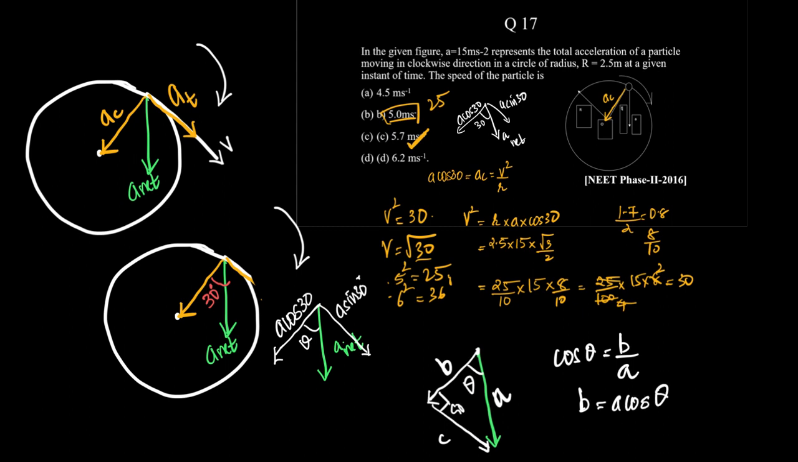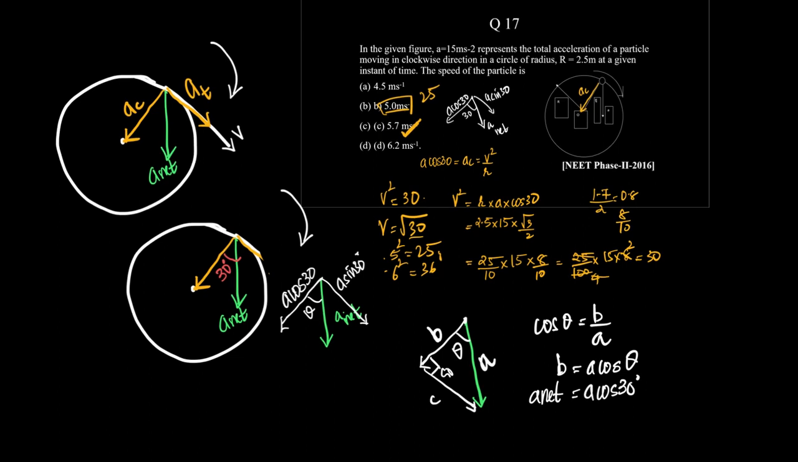Now compare this diagram. Instead of A, we have here A net. So we can write A net cos theta, and here we have A cos 30. So that's how you get the component as A net cos 30, and the other way around. This goes really deep into the basics, but that's okay. It is okay that at times the basics need to be cleared again.